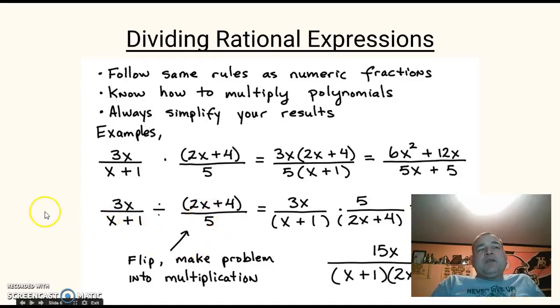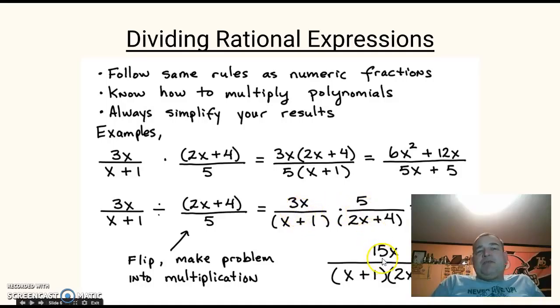So look at this one here at the bottom, as you can see my cursor here. 3x divided by x plus 1 is one rational expression. 2x plus 4 divided over 5 is the second. We take the reciprocal of the second. So we take 2x plus 4 over 5 and we flip it, 5 over 2x plus 4. No like factors in anything here, so we just simply multiply it together.